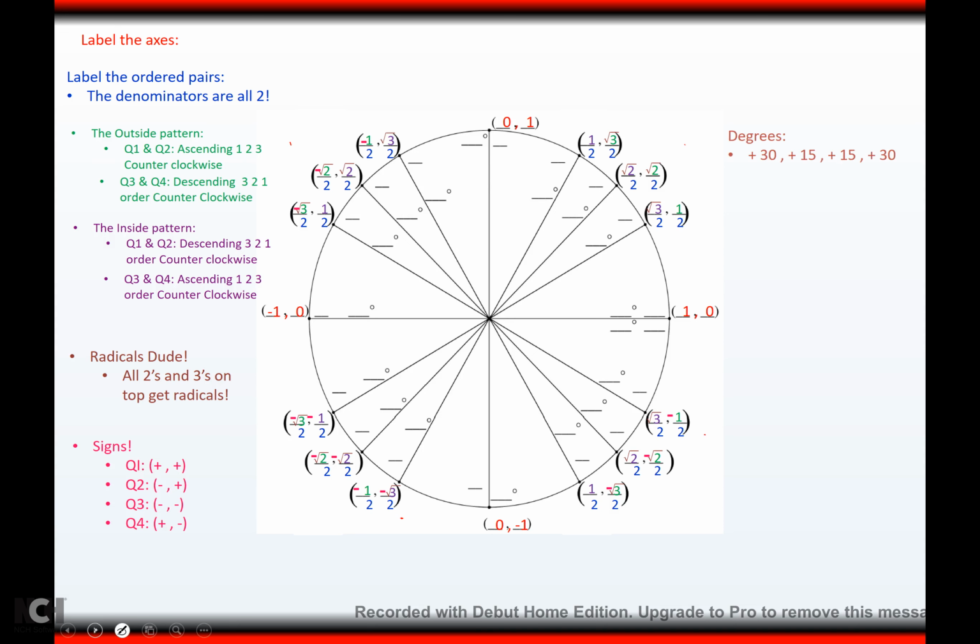Then you've got your degrees: add 30, add 30, add 15, add 15, add 30, add 30, add 15, add 15, add 30, add 30, add 15, add 15, add 30, add 30, add 15, add 15, add 30.